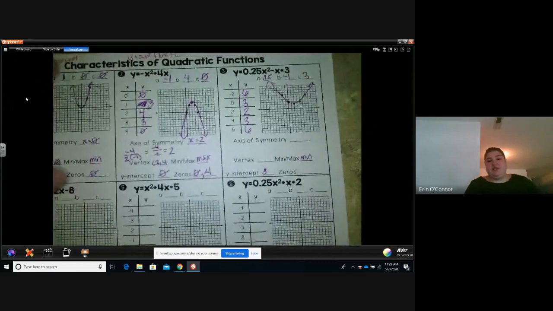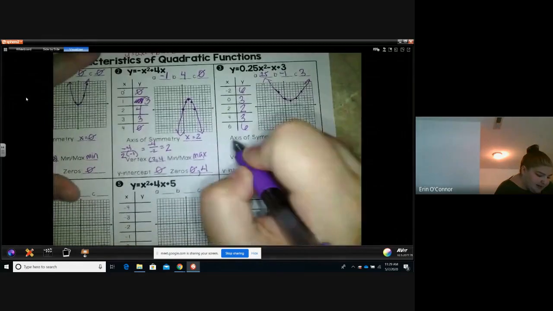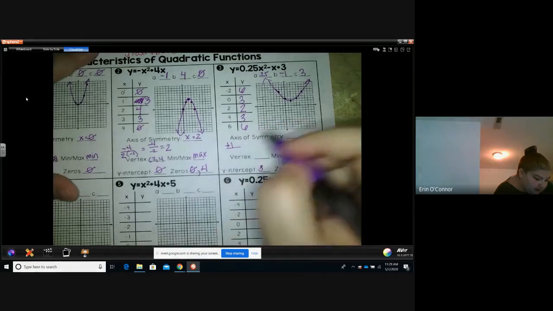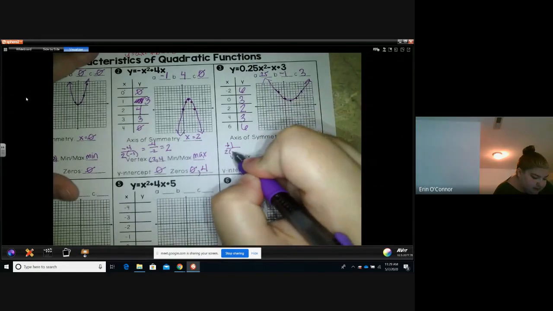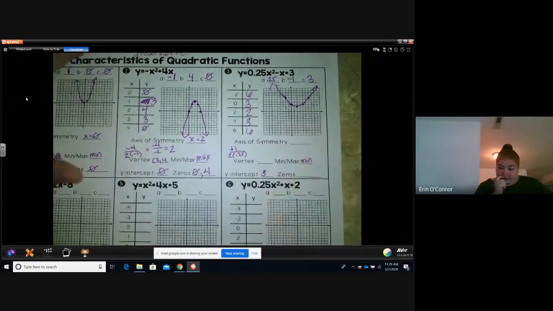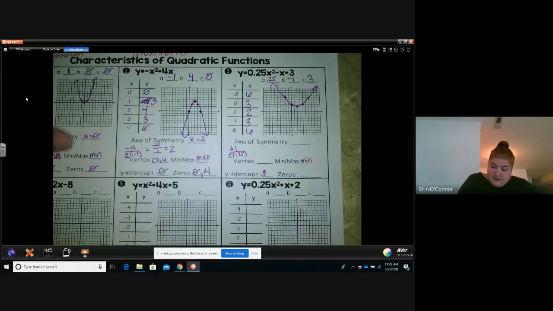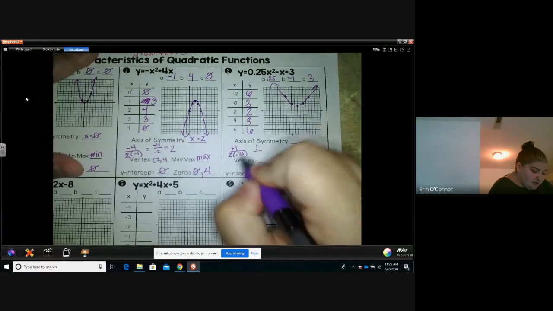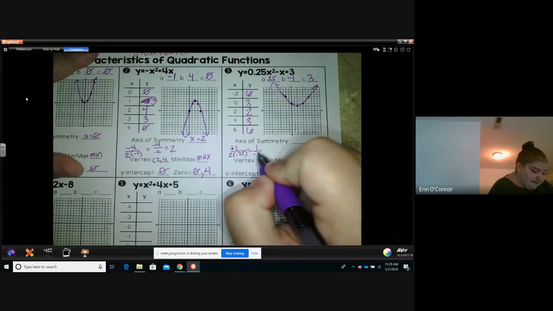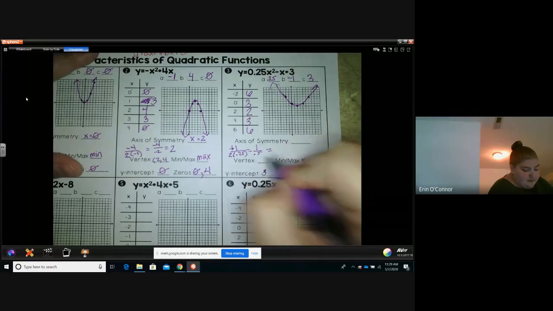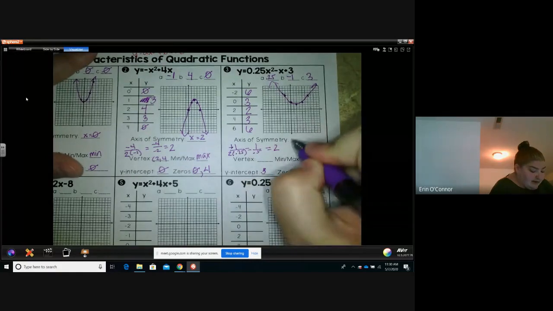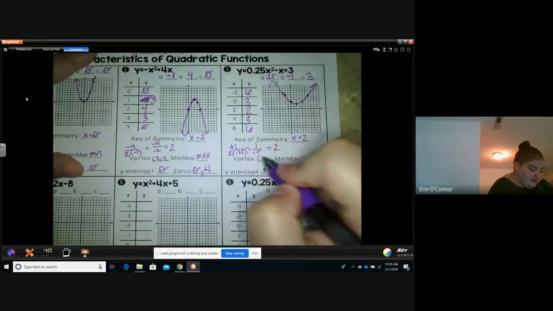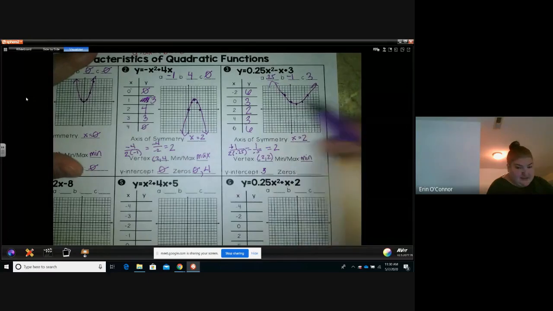Now the axis of symmetry, let's go ahead and figure that out. So it's negative b, which is negative negative 1, so a positive 1, over 2 times 0.25. So this is going to be 1 over 2 times 0.25, which is 0.5. 1 divided by 0.5 is 2. So my axis of symmetry is at 2. And when x is 2, y is 2, which means my vertex is at 2, 2. Which makes sense because that's right here.